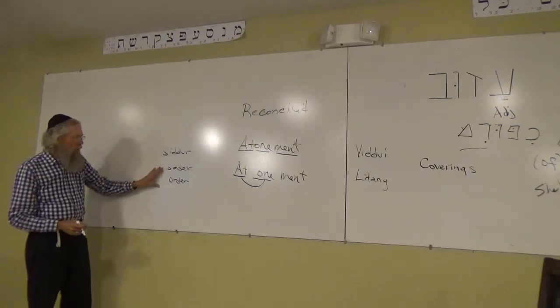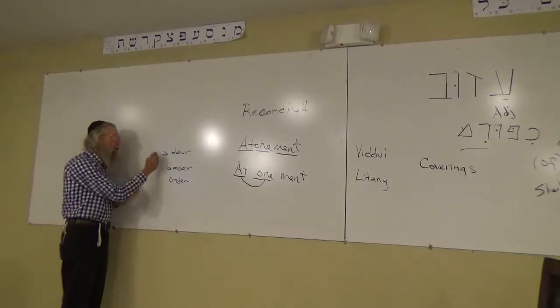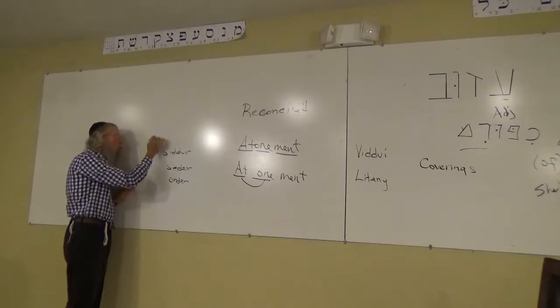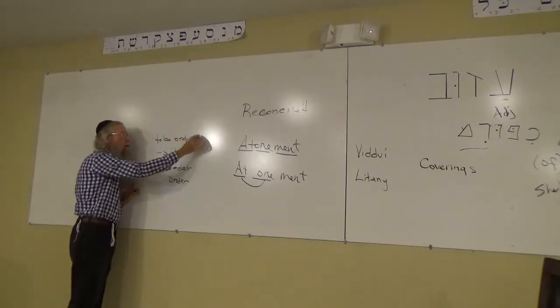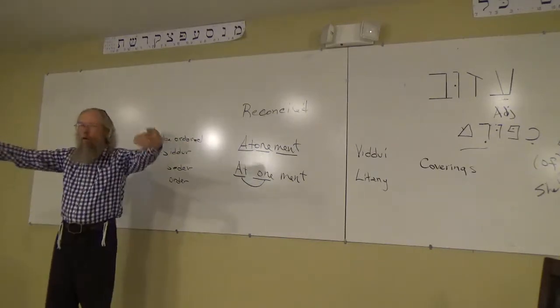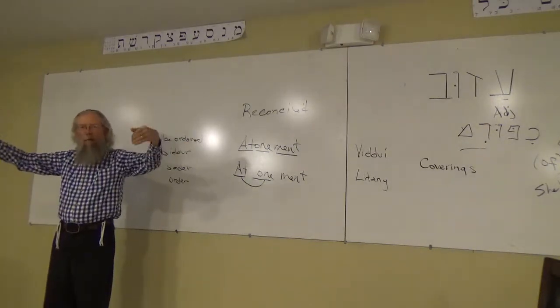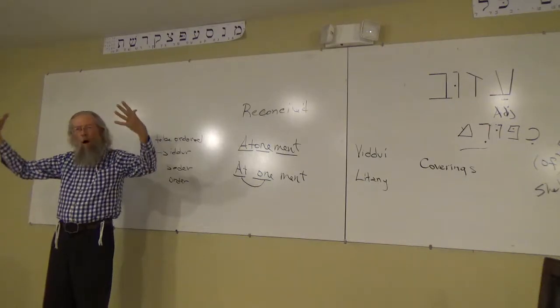Okay? So this is Seder. So Sidur means to be ordered. Why? So that it is uniform, so that we're doing the same thing, so that we're all working together.